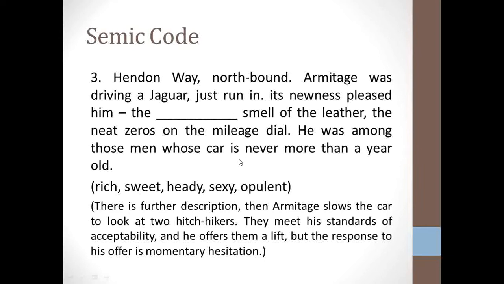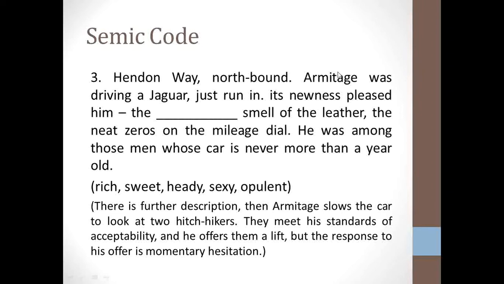He was among those men whose car is never more than a year old, as in there is a generalization happening here. You are being told that you already know what kind of person Mr. Armitage is, right? The kind of person who always has to have a new car, and someone who can actually afford it, right?